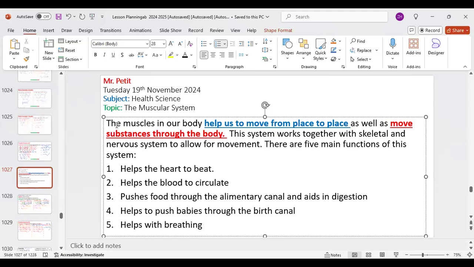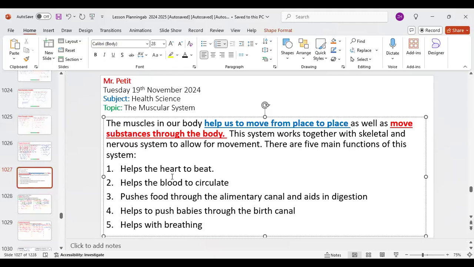Jeremiah, can you give me 2 functions? One second. Is the lung also a muscle? One second, Sashnik. Jeremiah, yes, sir. Can you give me two functions of the muscular system?